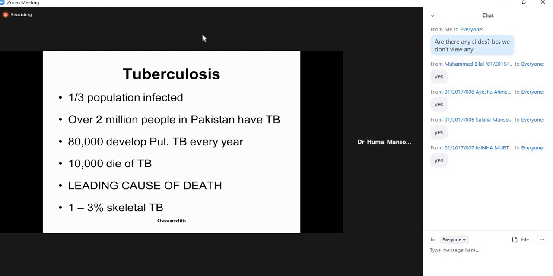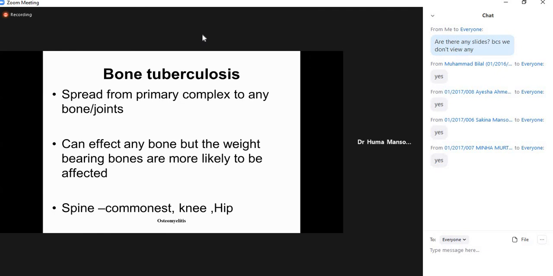One third of the cases of osteomyelitis are caused by tuberculosis, especially in the developing countries. So it's one of the leading causes of death. Out of all the tuberculosis patients, 1 to 3% manifest as skeletal TB. So the ratio is very low, but still 1 to 3% of all TB patients can end up having skeletal TB. It spreads from the primary complex, from the bone focus to any bone or any joint.